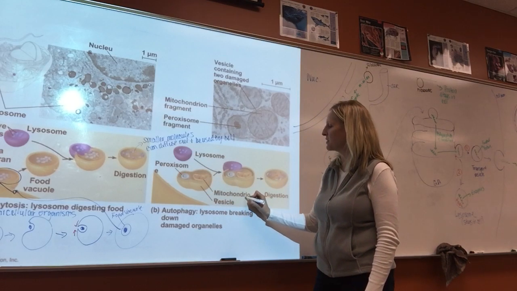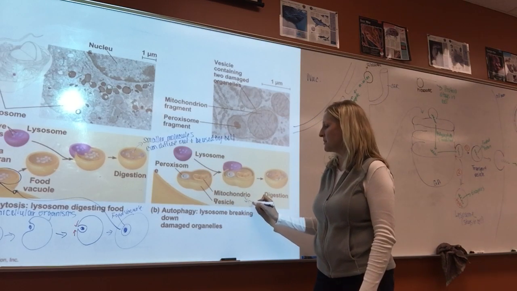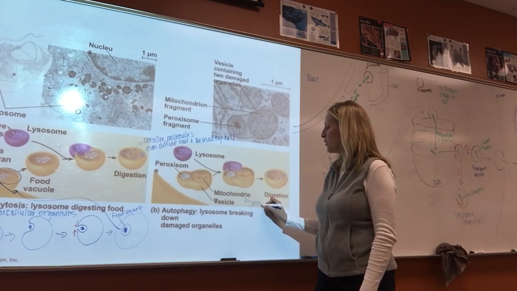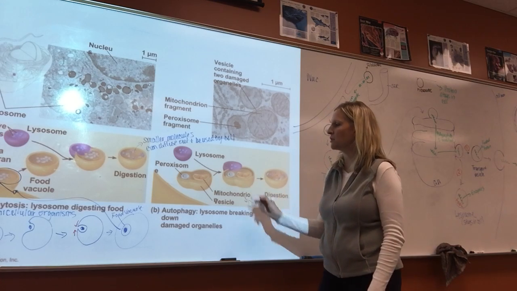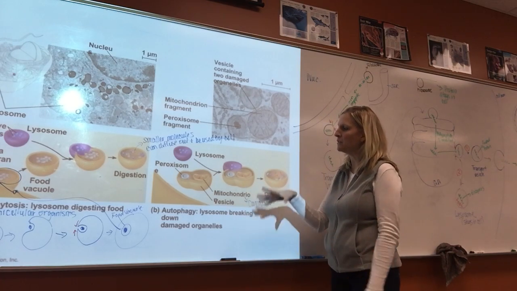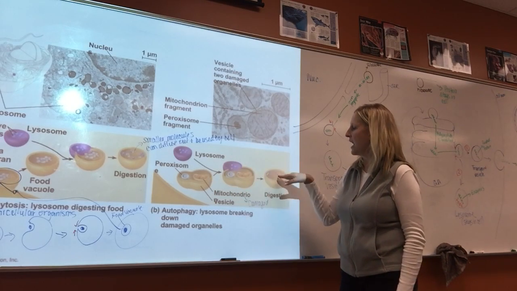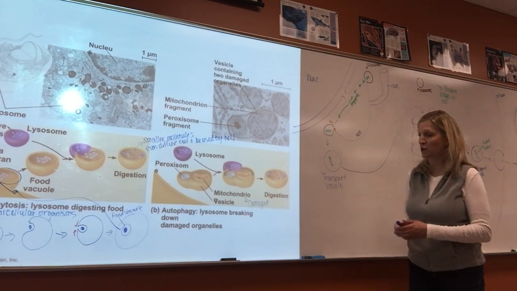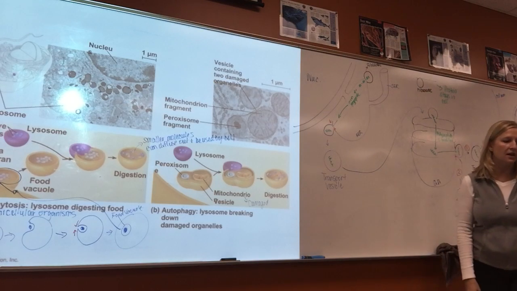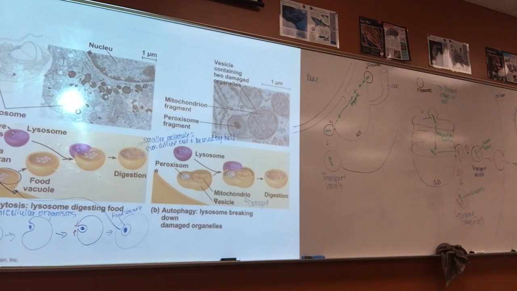Contained in a vesicle. So these guys are damaged, and so we don't want damaged organelles to be floating around and being used in the cell. So what happens is the lysosome fuses with this vesicle and destroys basically the old damaged organelles. So that is another use of the lysosome. Okay?